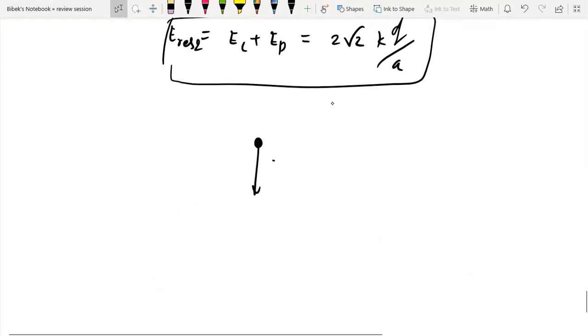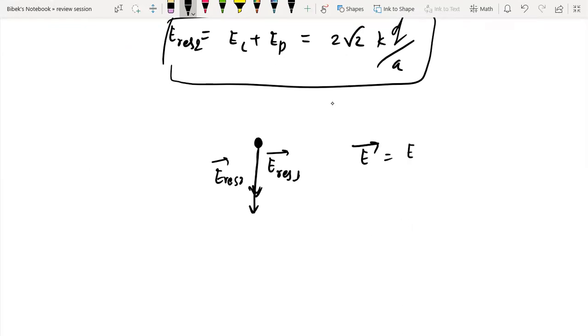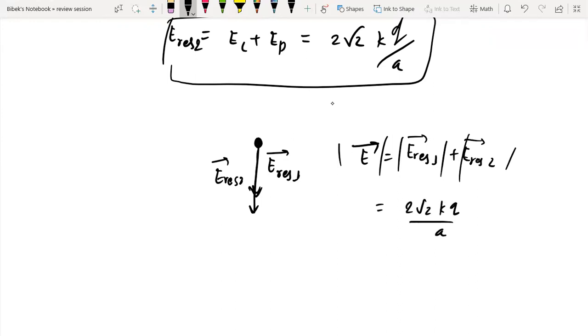You have this as an origin. You have E resultant 1 that's going in this direction. You also have E resultant 2 that's directly over the same vector. Whenever you have two vectors going in the same direction, you can just add them up like a scalar. So your E will be E resultant 1 plus E resultant 2, right? Let's only do the magnitude. That is 2 root 2 KQ over A plus 2 root 2 KQ over A.